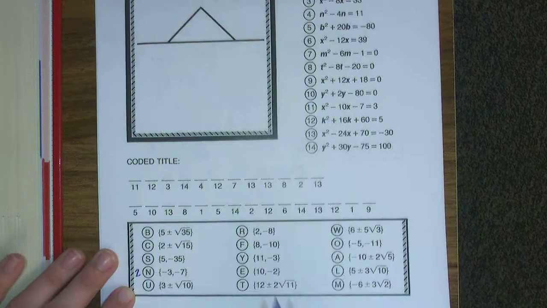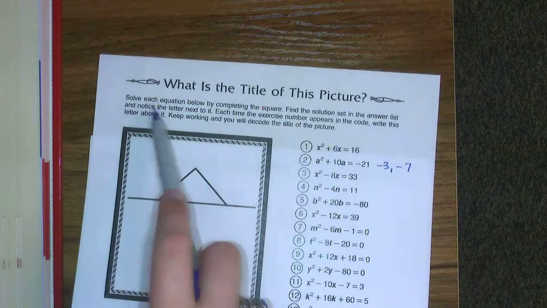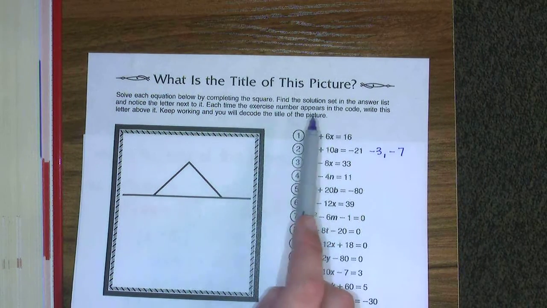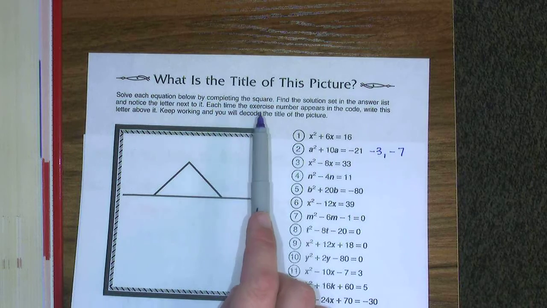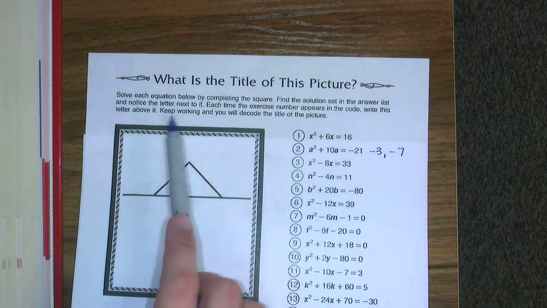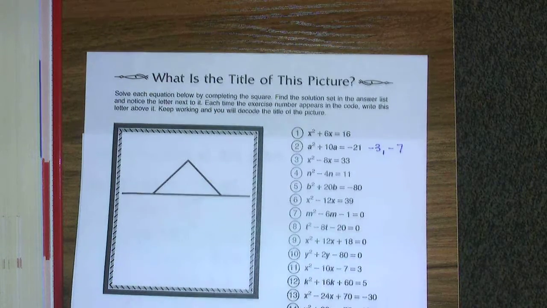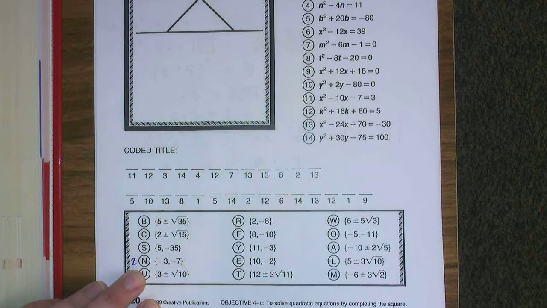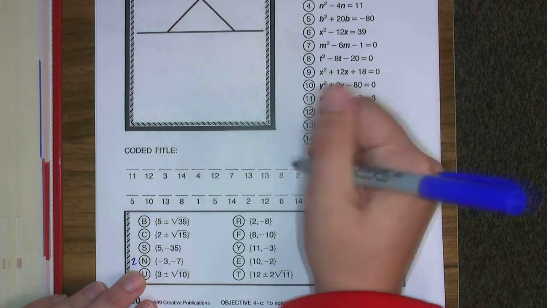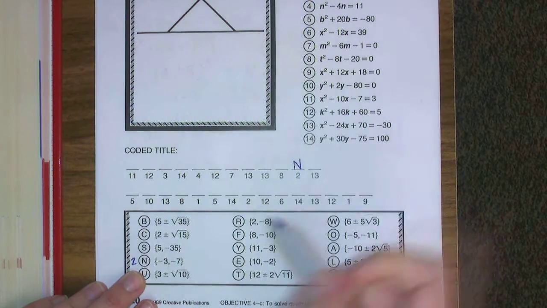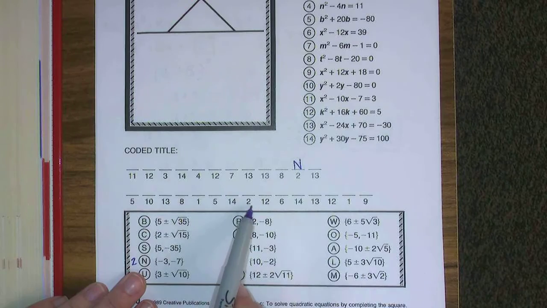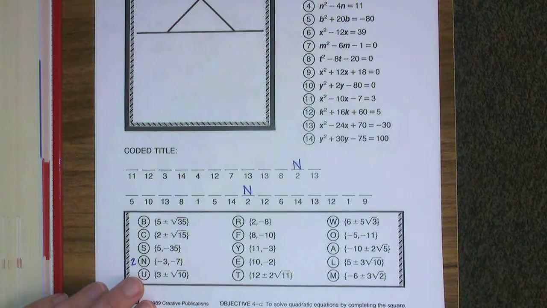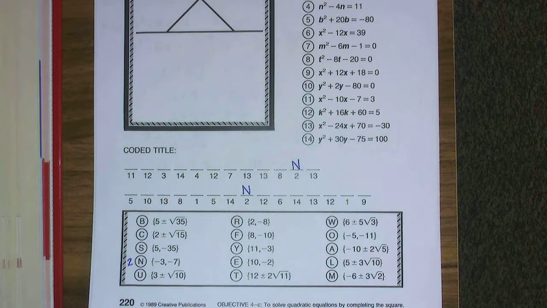Now, what the instructions say is to solve each equation below by completing the square. Find the solution set in the answer list. Notice the letter next to it. Each time the exercise number appears in the code, write this letter above it. Keep working and you'll decode the title of this picture. So, anywhere I see the number 2, I'm going to write the letter N. I'm writing the letter N, and there's another 2, so I'm writing the letter N. And that's all the 2's. So that's that one.